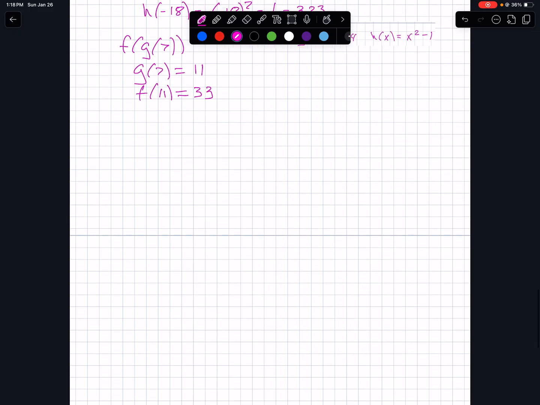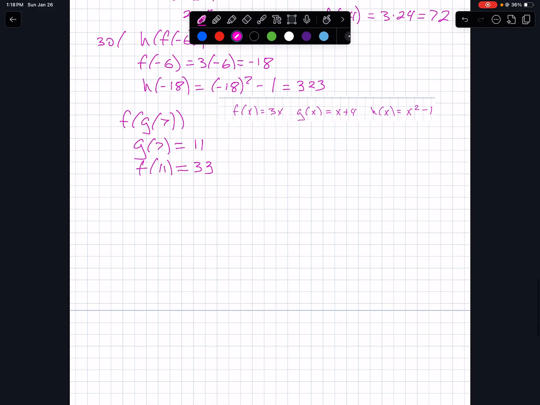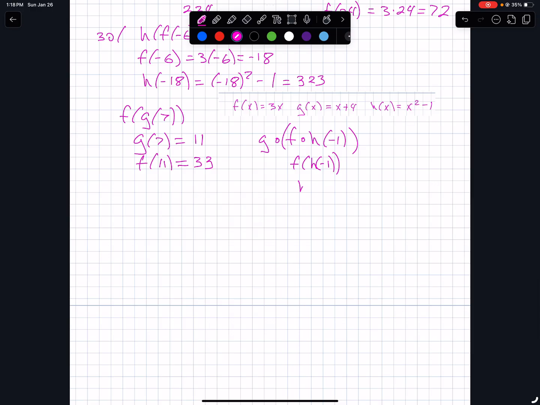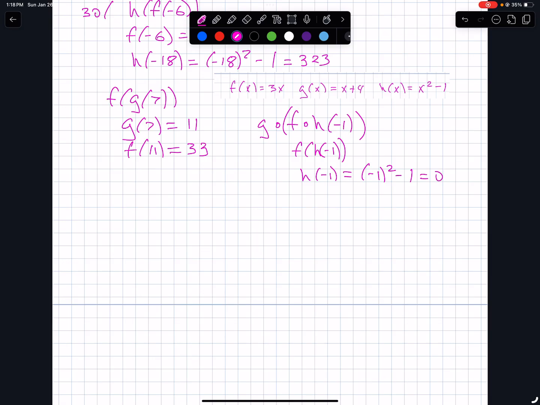So G of F of H of negative 1. F of H of negative 1. So we do H of negative 1 first, which is negative 1 squared minus 1, which is 0. That's handy. Now we do F of 0.